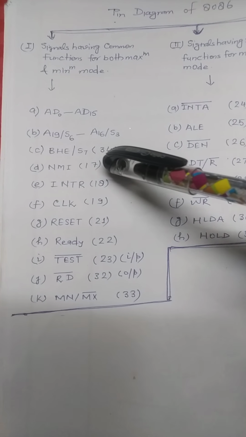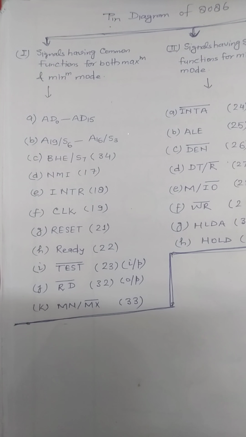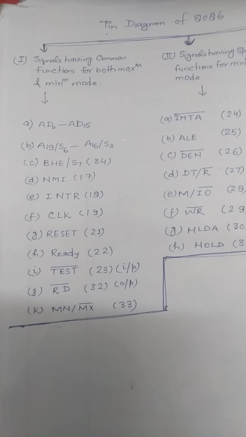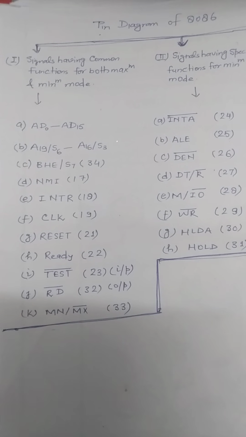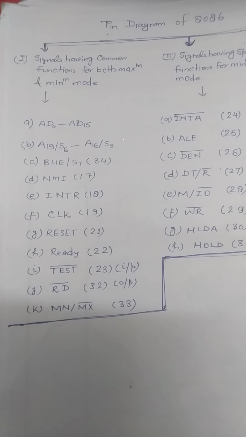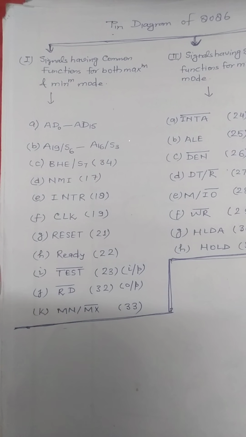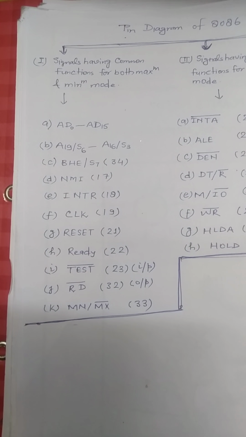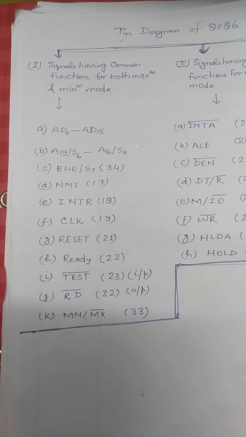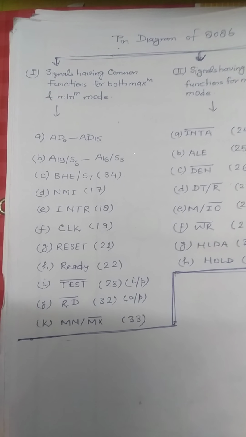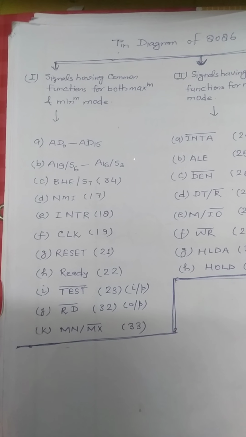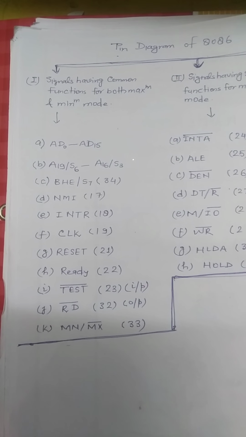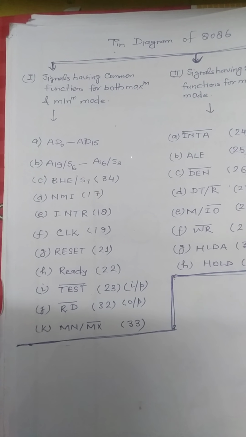Next is pin number 17, that is NMI. NMI is the non-maskable interrupt. It is a positive edge triggered pin. It means that it responds to a signal which is positive going. When the signal has a positive edge, then the NMI, that is the non-maskable interrupt, will be processed, and if it is at negative edge, then that interrupt will not be processed.